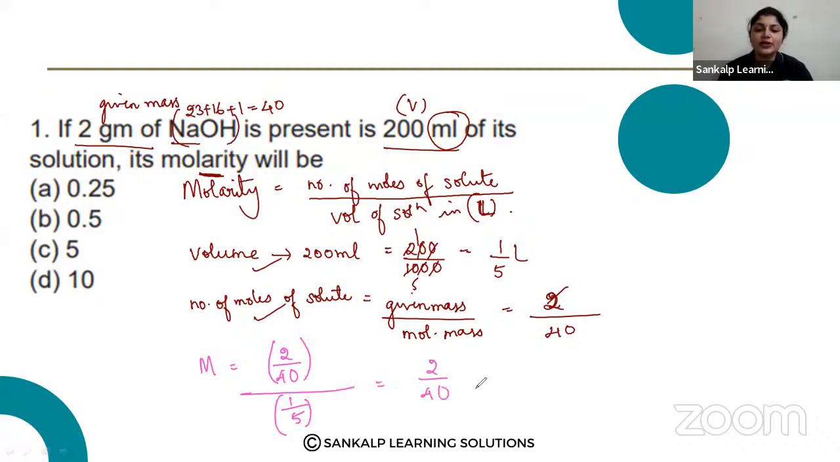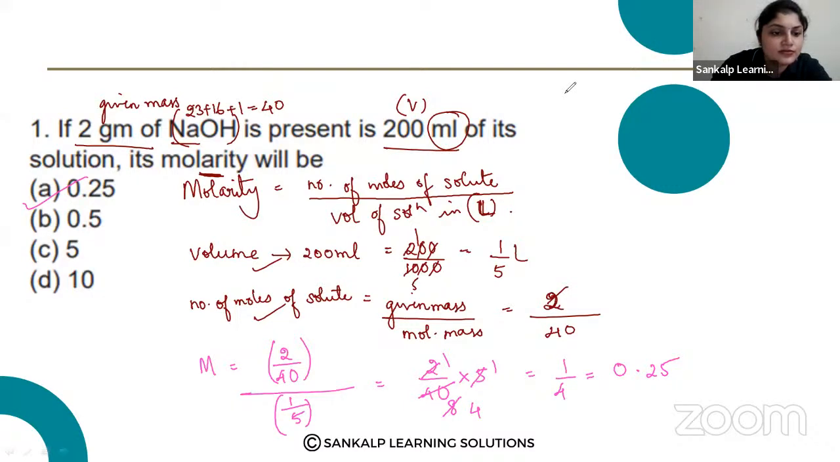Now this 2/40 will go to the numerator, and this will be 5. So 5 ones are 5, 5 eights are 40, 2 ones are 2, 4s are 8. So 1/4 is nothing but what? It will come to 0.25. So answer A.